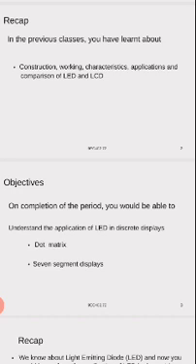And in this class, we discuss about the LED applications and the LCD applications.